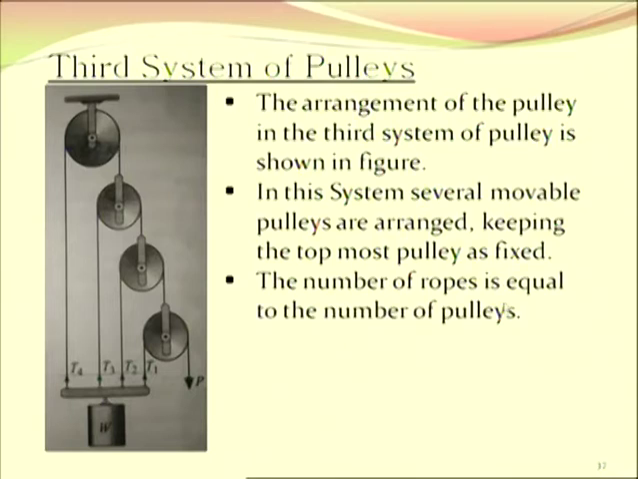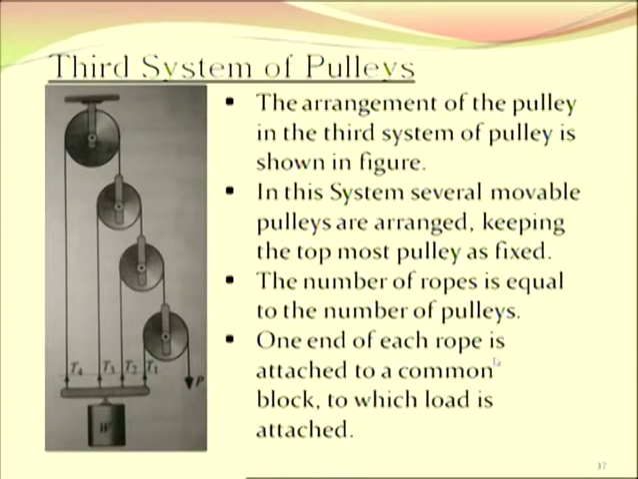The number of ropes is equal to the number of pulleys. So here we can say that for the first pulley there is a vertical rope, for the second another rope, for the third another rope, and for the last pulley there is another rope. So total 4 ropes are there.